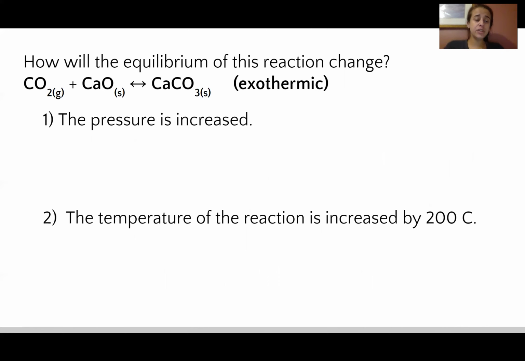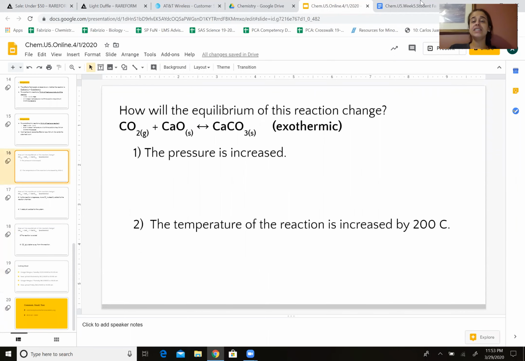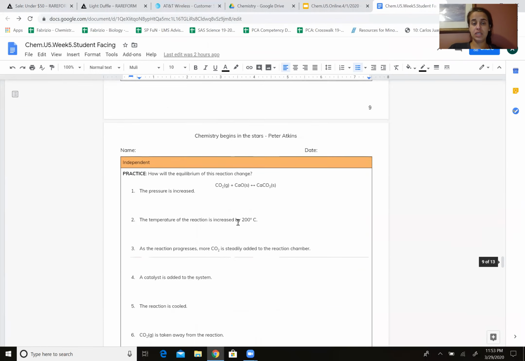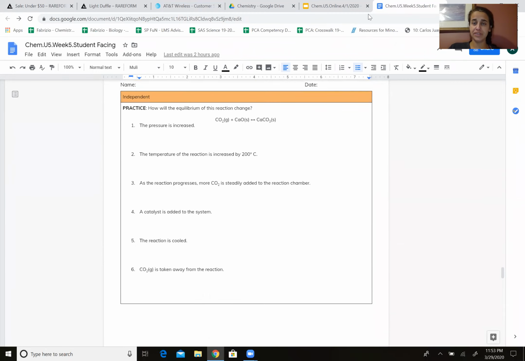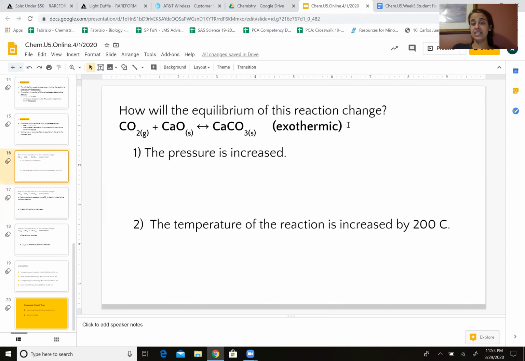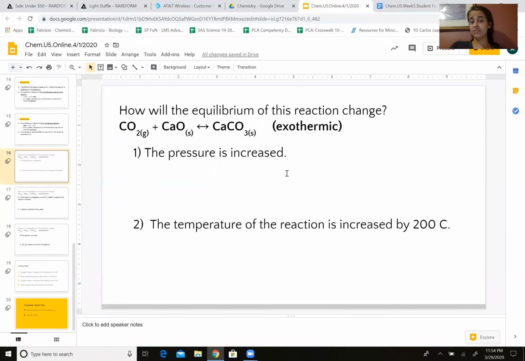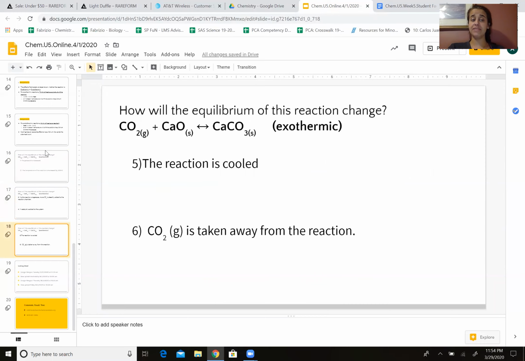So now that you have the notes, feel free to pause me and rewind as needed. You're going to fill out this last page, page 10. It's practice on how equilibrium changes based on those 3 factors that we talked about. So if pressure is increased for this specific reaction, which is an exothermic reaction, remember that, how is equilibrium going to change? Is equilibrium going to shift toward the products or toward the reactants? Use your notes for this. We'll go over this tomorrow in our live classroom.